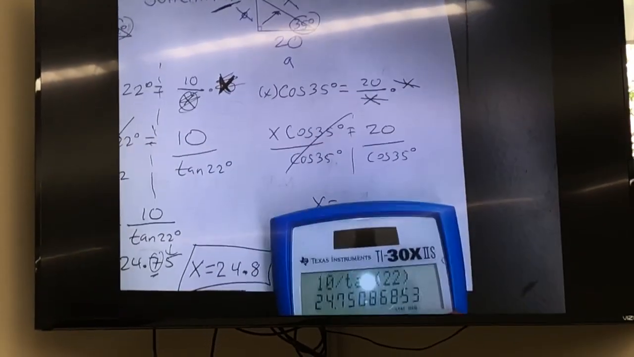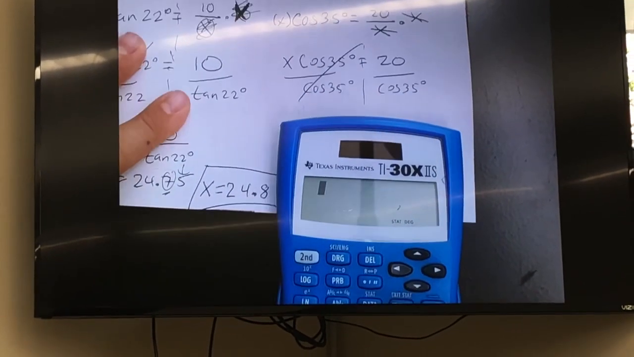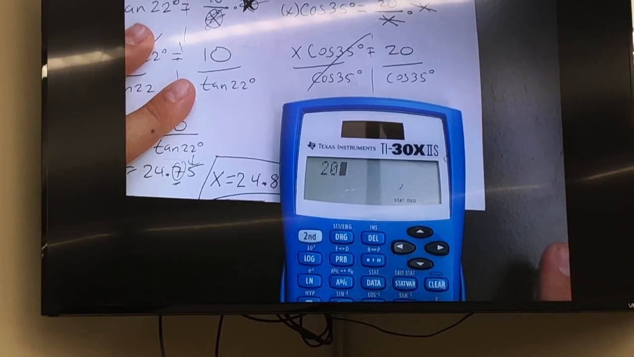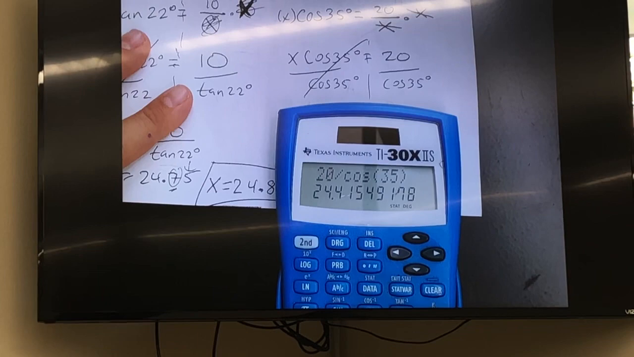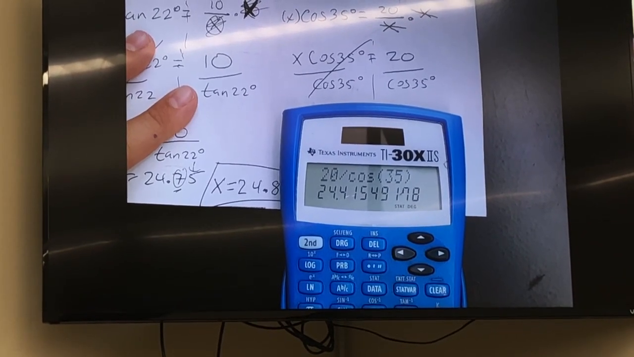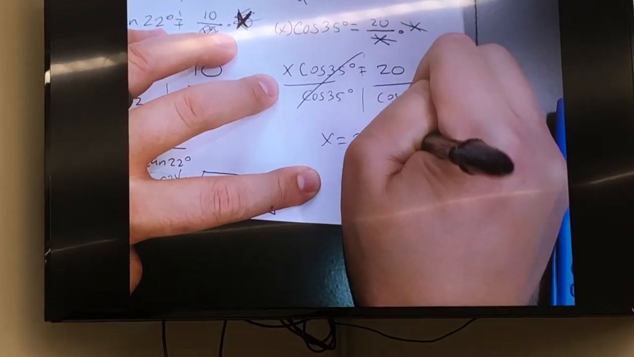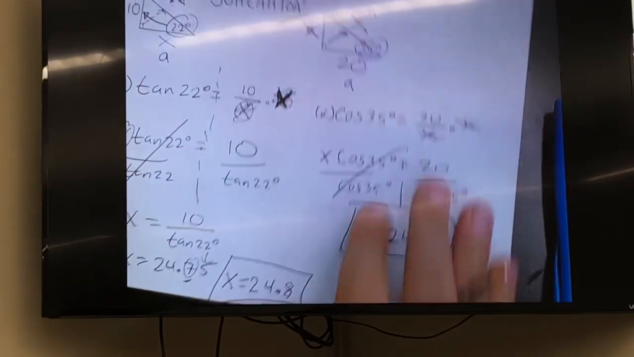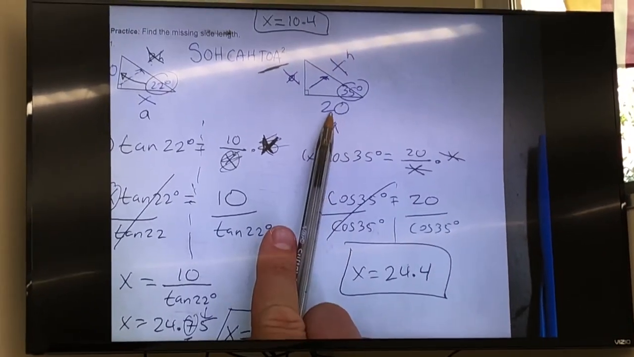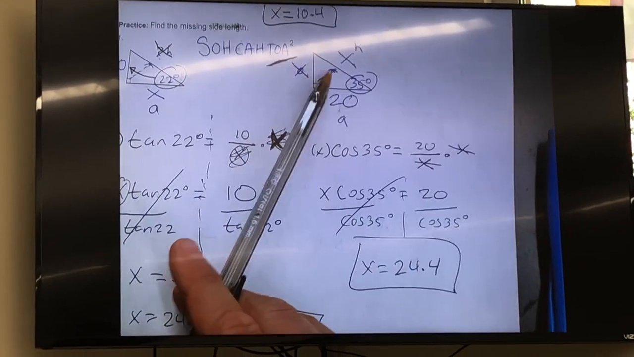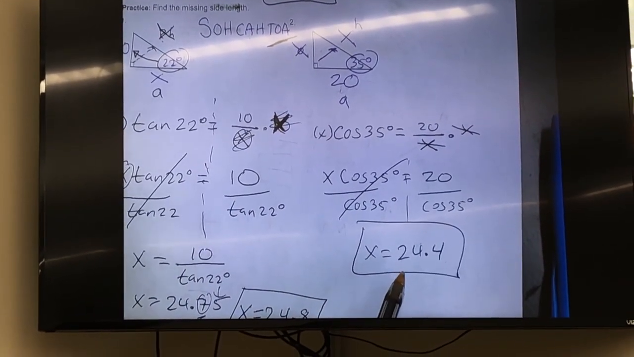At this point, calculator. Let's move that up. 20 divided by cosine of 35, 24.4. And again, let's think about this, folks. If this side was a length of 20, when we know that the hypotenuse is the longest side, does 24.4 make sense? Yes. Yes, it does.